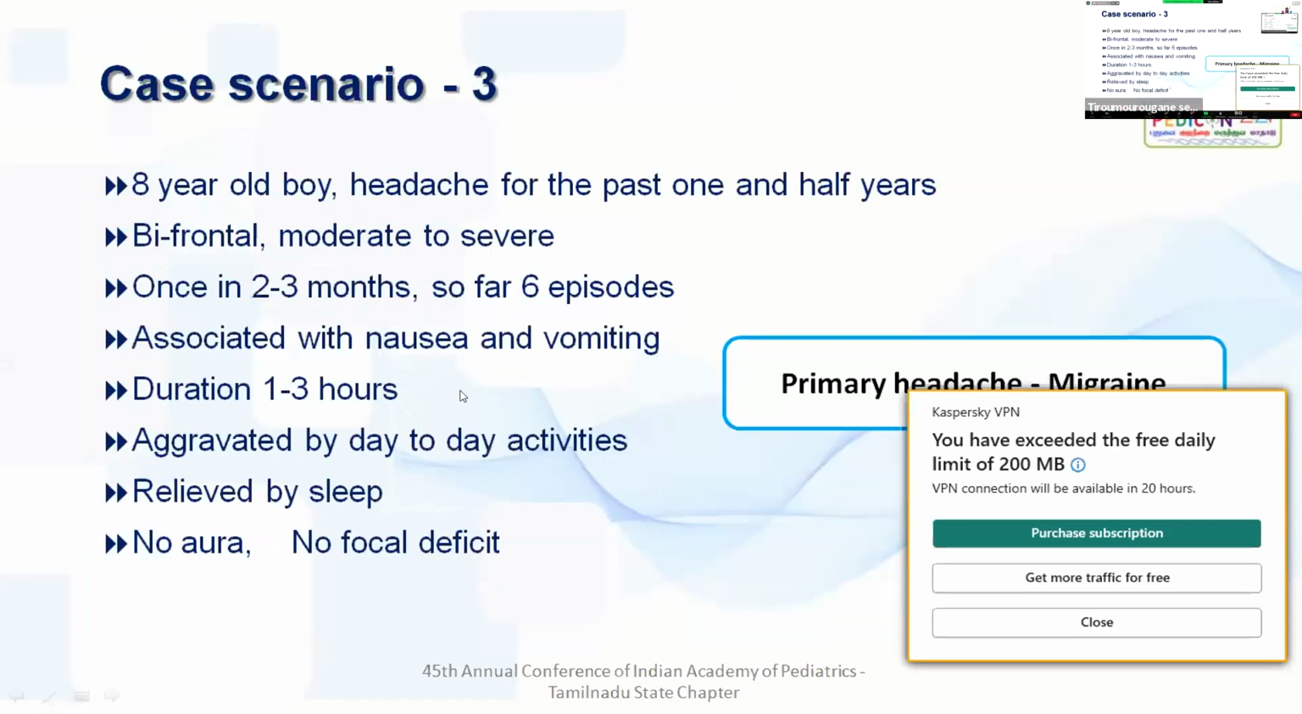Case scenario 3: an 8-year-old boy presented with headache for the past 1.5 years, episodic, bifrontal, moderate to severe, once in 2 to 3 months, associated with nausea and vomiting. The duration lasts for 1 to 3 hours, and it is aggravated by day-to-day activities like walking, climbing the stairs, and it gets relieved by sleep. The examination reveals no focal deficit whatsoever, fundi are normal. So this is a primary headache, which is a migraine.